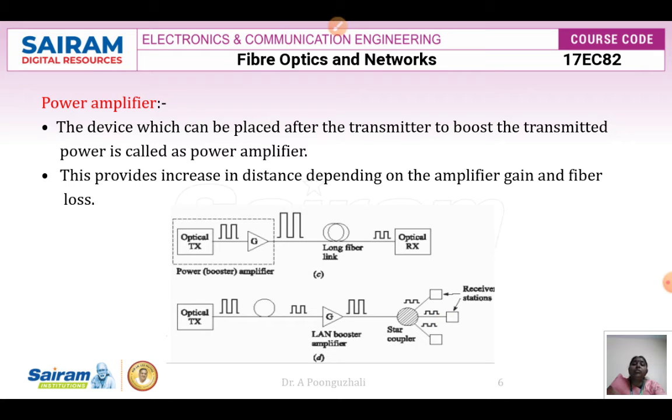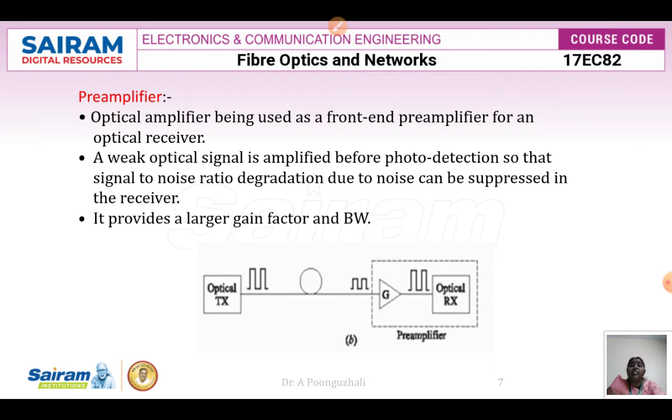So one use is to boost the power level at the output of the optical transmitter. To increase the signal level, we use a booster amplifier there. Next is the preamplifier. The preamplifier is used as a front-end amplifier for an optical receiver, so before the optical receiver, we have a preamplifier.